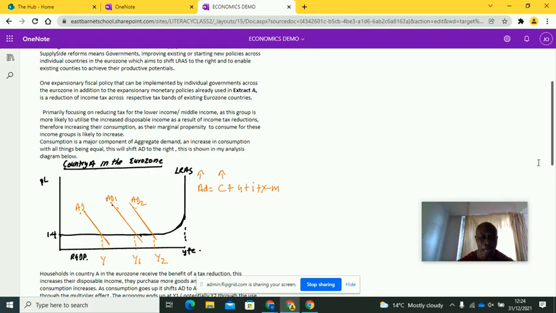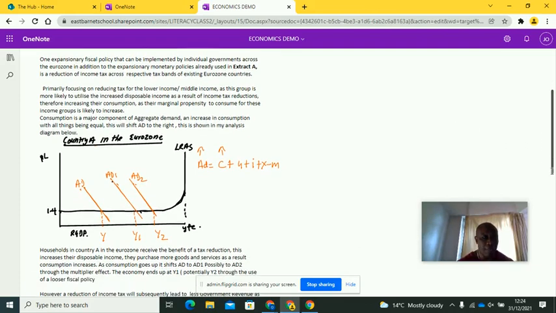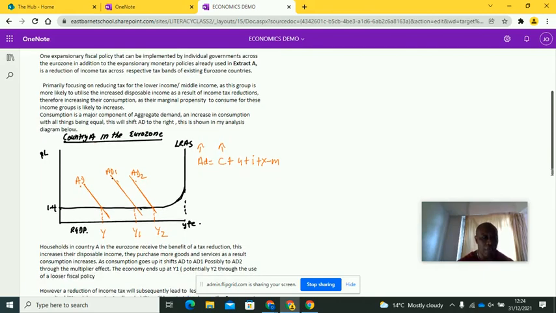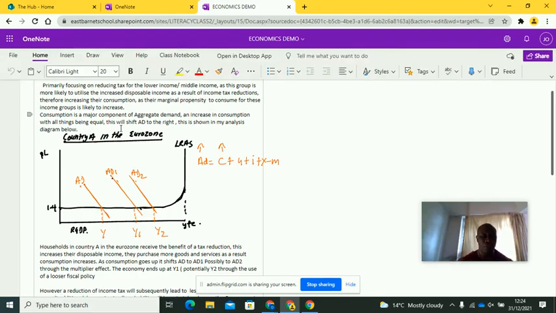So have a read of this. What I've tried to do here is to refer to the diagram. For example, consumption is a major component of aggregate demand. An increase in consumption, all things being equal, will shift AD to the right, and this is shown in my analysis diagram below. So I'm continuing with my analysis argument. As you can see on top of here, one expansionary fiscal policy that can be implemented by individual governments. I'm not going to read it for you; you should have read it already in the last video, but this is how you can incorporate the diagram.